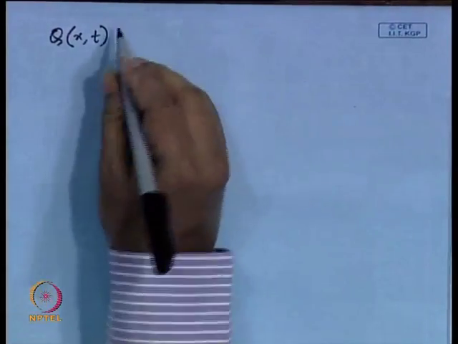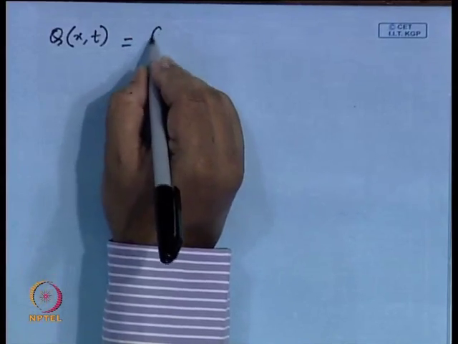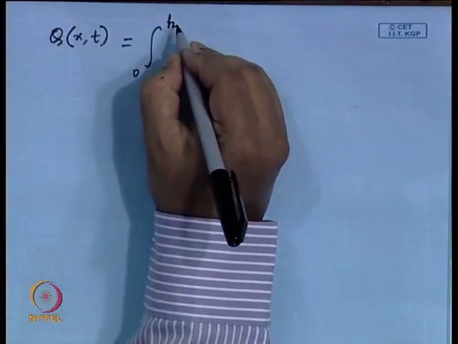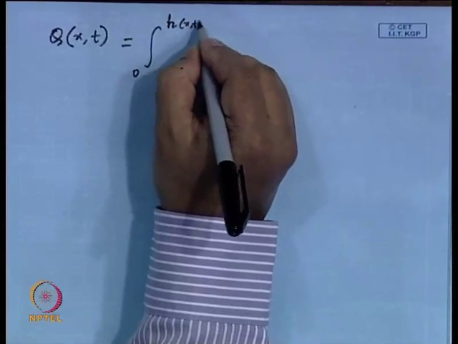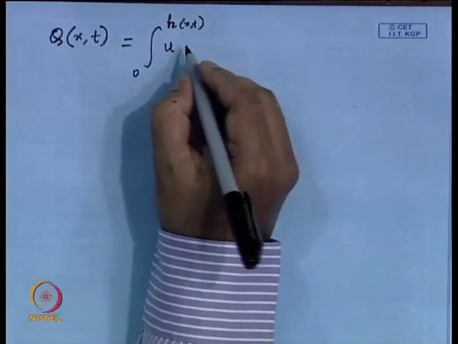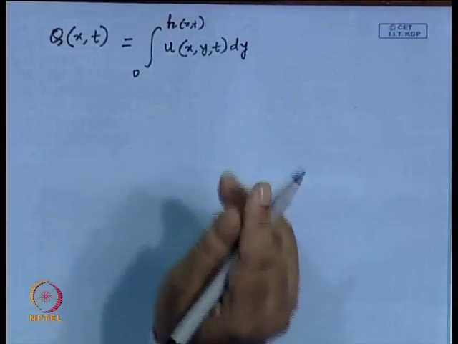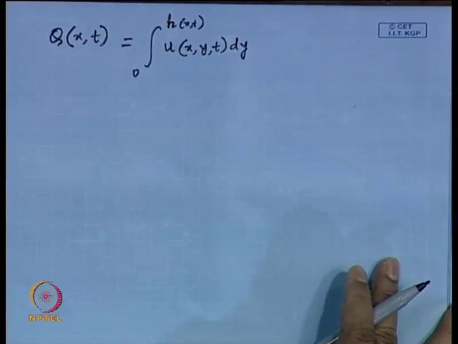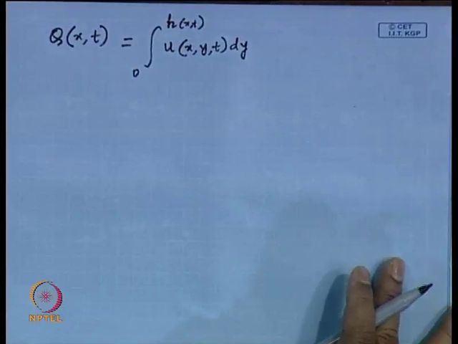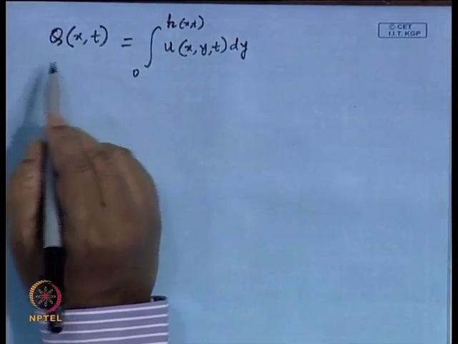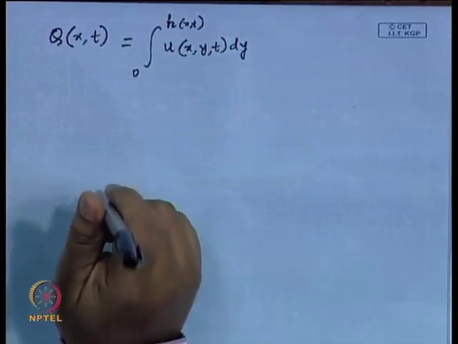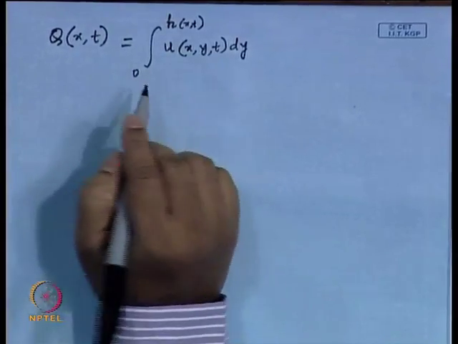So, now you can write Q(x, t) equal to the integration from 0 to h of u(x, y, t) dy. All right. So, what we are doing is integrating u dy from 0 to h. That means the q that you are getting is basically a flux per unit width perpendicular to the paper. So, that is what we are referring to.